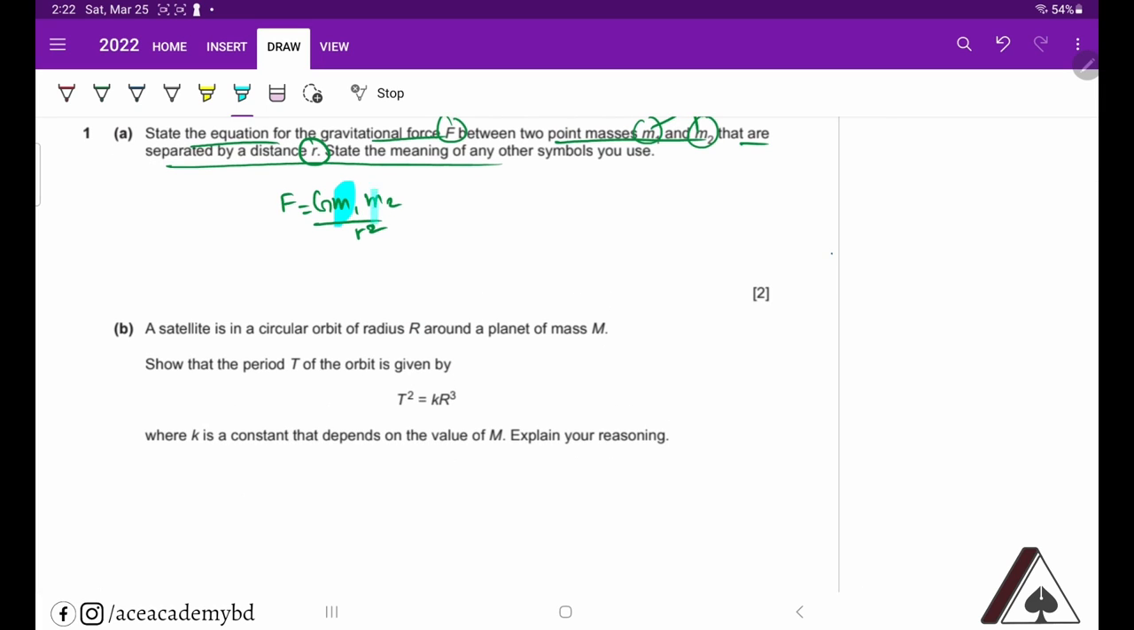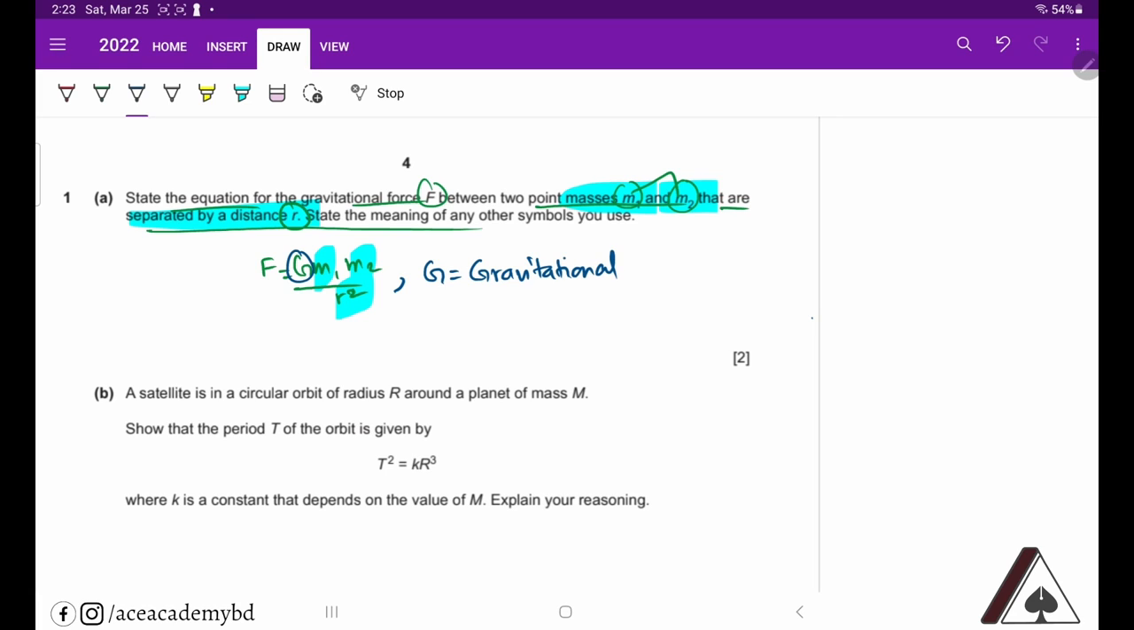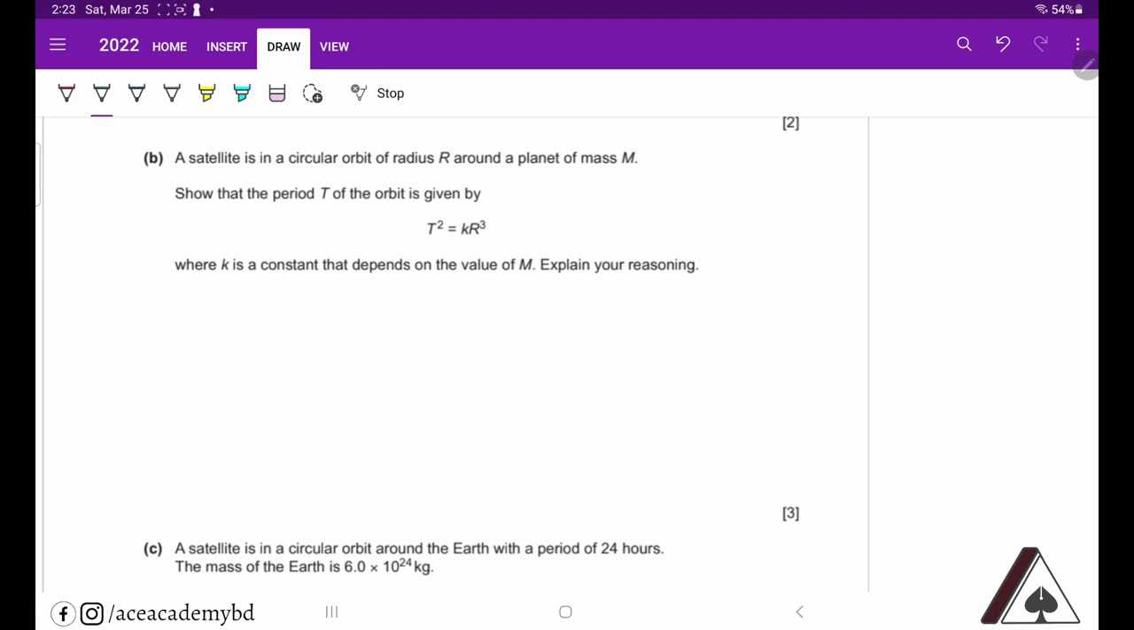Since they have already defined these symbols for us, M1, M2 and r, see, they have said that masses M1 and M2 are separated by the distance r. So these are already defined by the question. So we just have to define the symbol which we introduced in the equation, which is basically capital G. So capital G over here we know is the gravitational constant. Okay, so that's it. Now let's move on to the second part, which is part B.